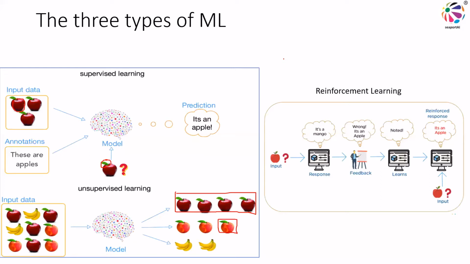So what is machine learning? It is the process of making software learn to identify patterns without explicit programming instructions. That's what is known as machine learning.